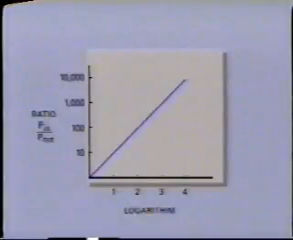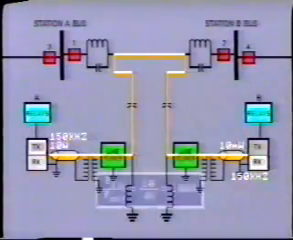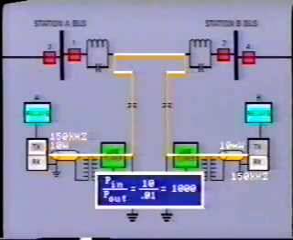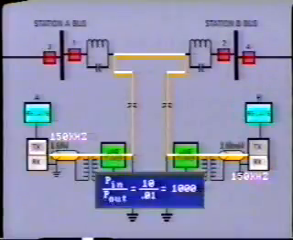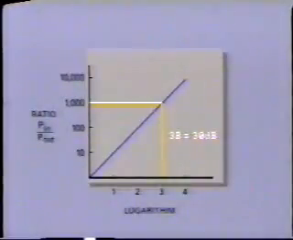I'm sure you all remember the basic numbers. The logarithm of 10 is 1, of 100 is 2, of 1,000 is 3, and so on. In our example, the ratio of power in over power out equals 10 watts divided by 0.01 watts equals 1,000. From our curve, the log is equal to 3, so multiplying by 10, the decibel value equals 30.